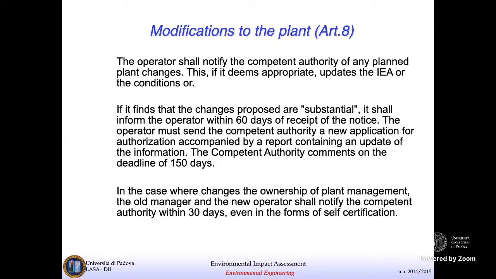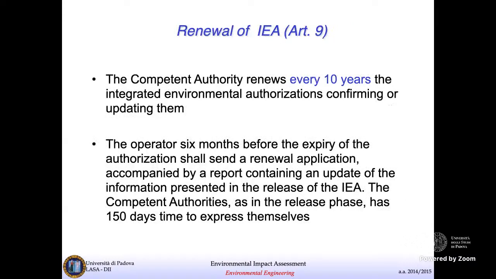In the case where the ownership of the plant management changes, the old manager and the new operator shall notify the competent authority within 30 days, even in the form of self-certification. So if I'm selling my facility to somebody else or transferring it, then I am charged with communicating the change of ownership of the facility to the competent authority.